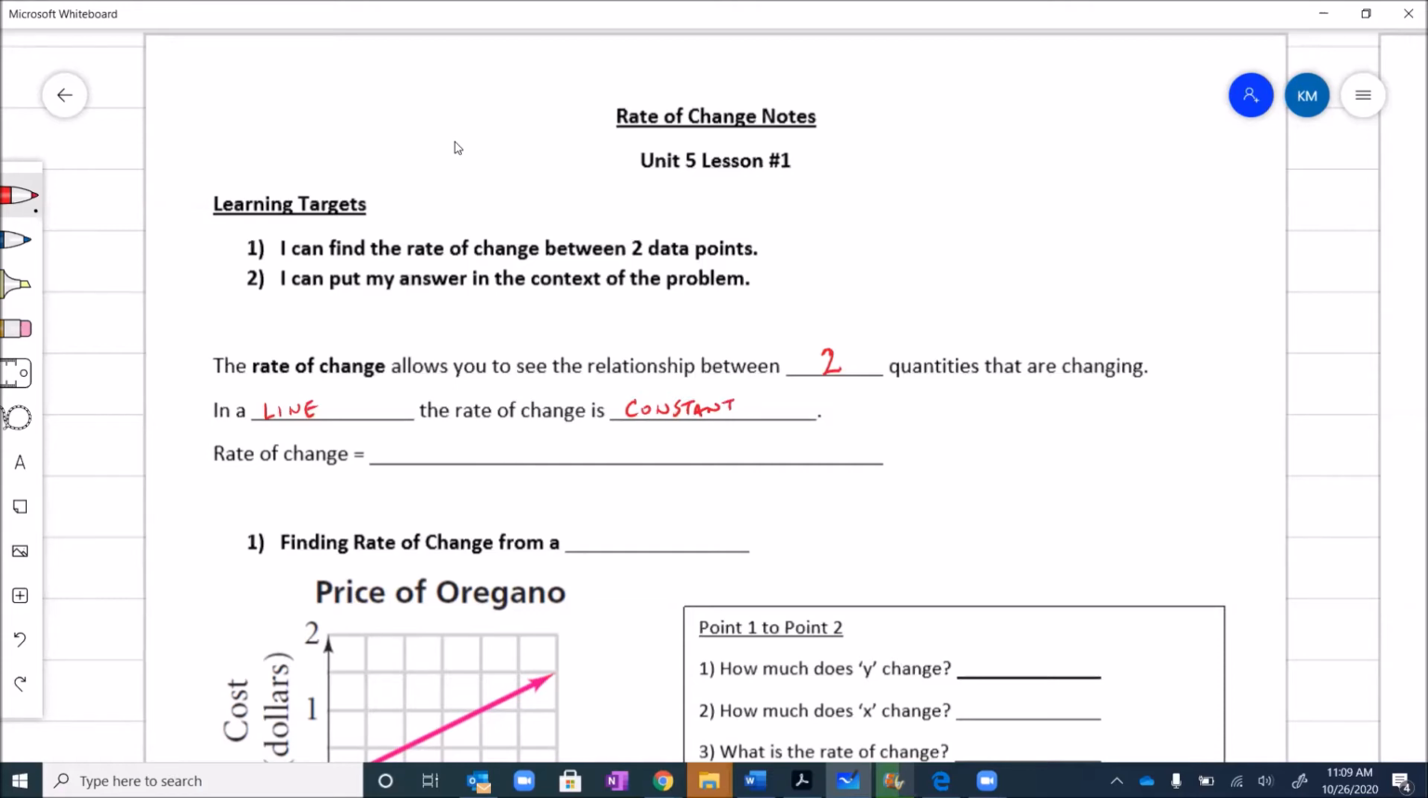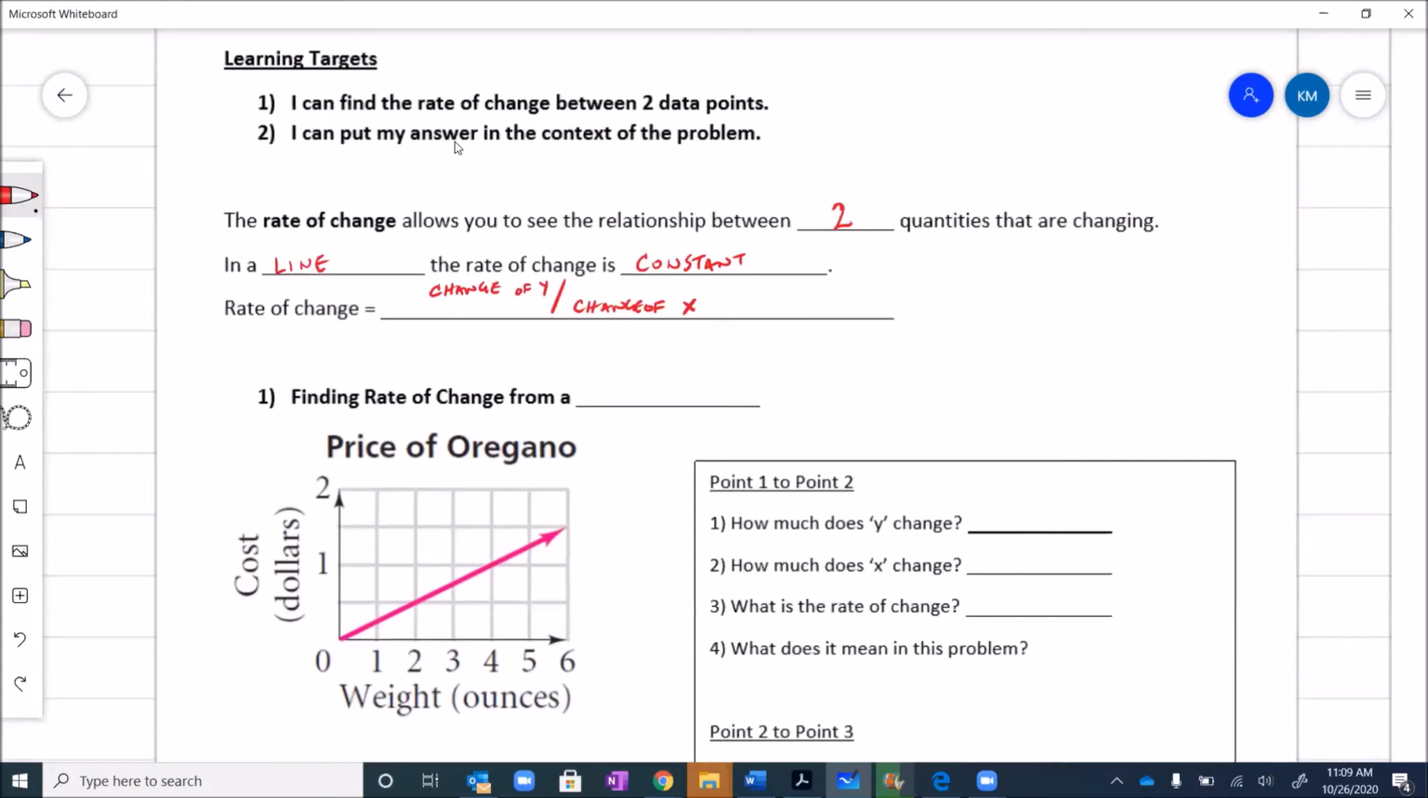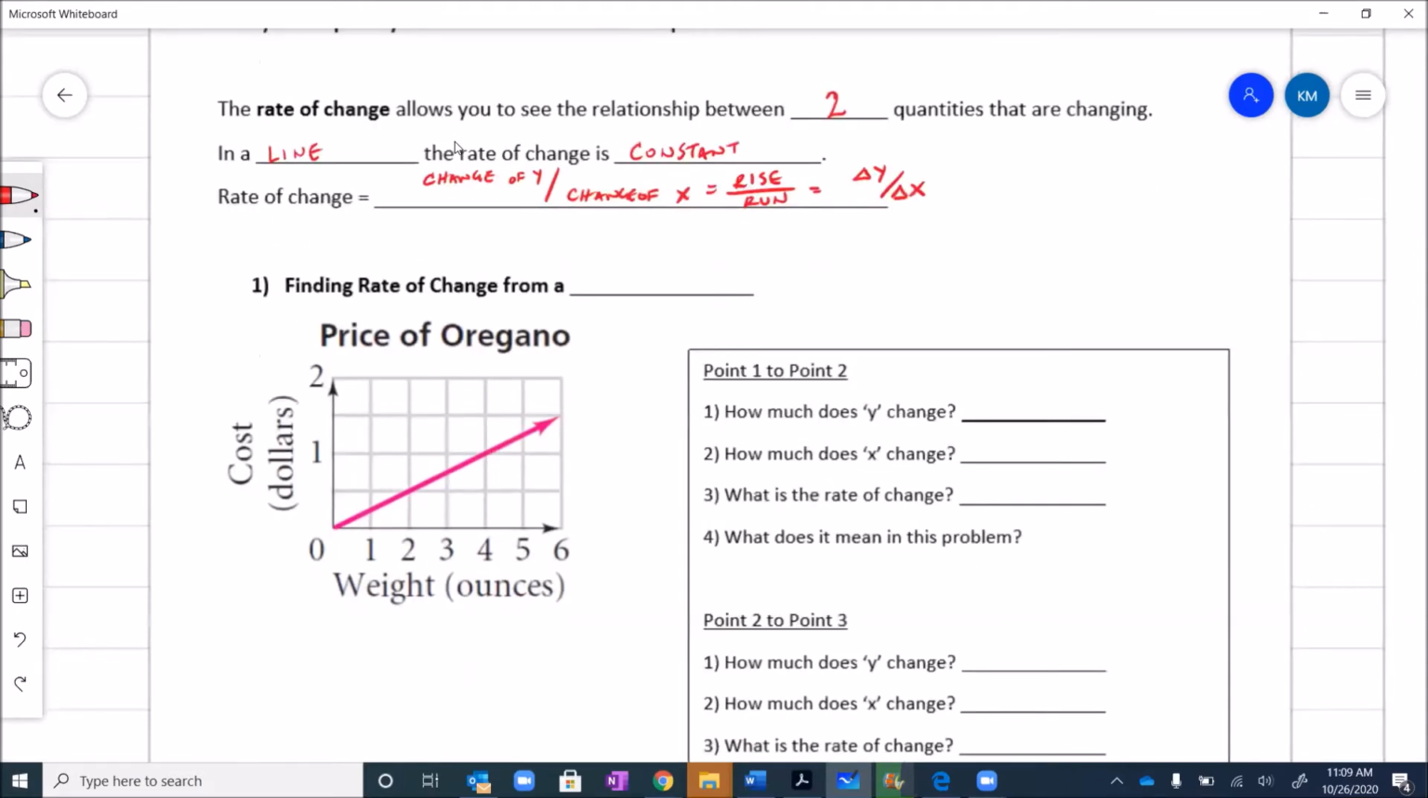Okay, and when you say the rate of change, it is the change of the y over the change of the x. So you can think of it that way. You might even say rise over run. You might see it written as delta y over delta x if you're looking at old school math things.